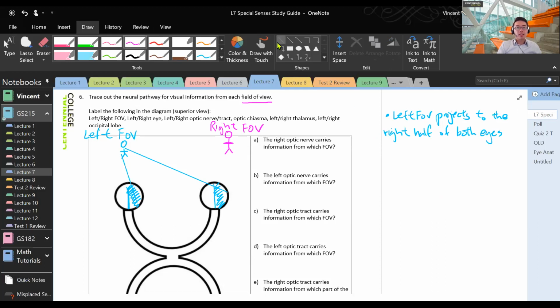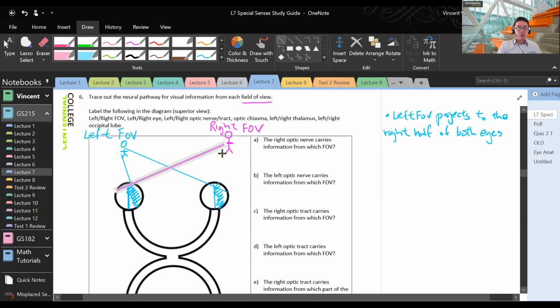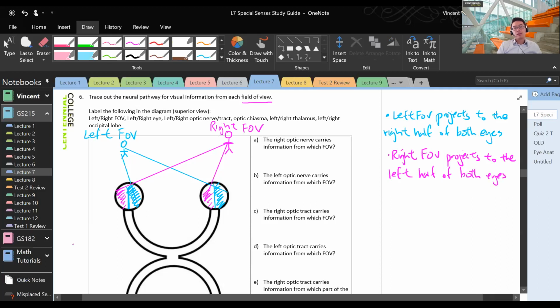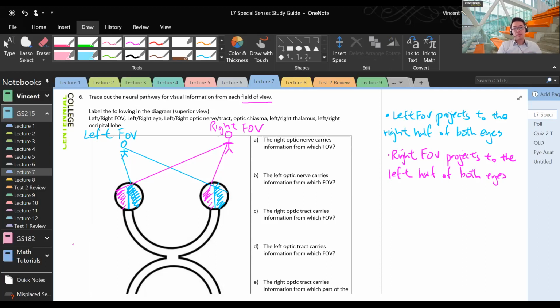Okay, contrastly, the right field of view is going to be projecting on the left half of the eyeball. The right FOV projects to the left half of both eyes. Does that make sense? This part alone gets people confused sometimes. Anyone have any questions?